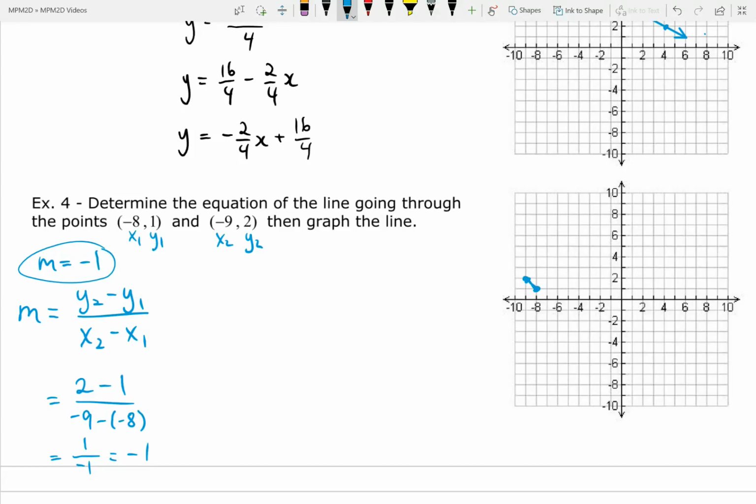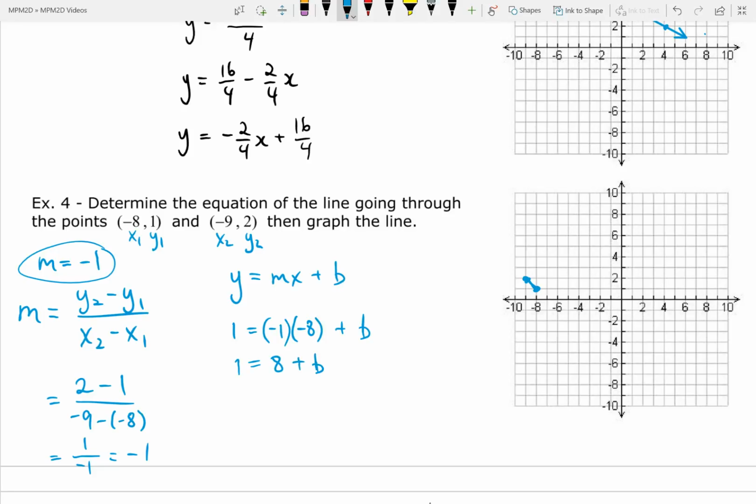Now, what's the y-intercept? Well, if I took the equation of a line, y equals mx plus b, and I substituted one of my points, let's say negative 8 and 1, so 1 is my y value, negative 8 is my x value, and I already know the slope is negative 1, so put negative 1 in front, and then I can proceed to solve for the only unknown quantity in my equation, which is b. So if I solve for b, this is what I'm going to get. Negative 1 times negative 8 is positive 8. So 1 on the left equals 8 plus b.